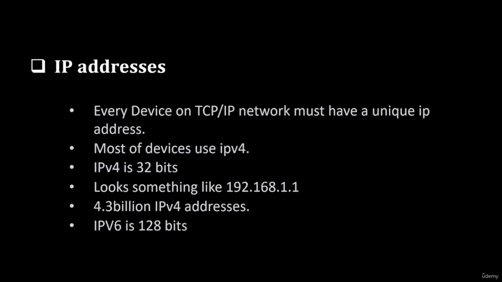So let's break down these 32 bits into simpler terms. It looks like 192.168.1.1. Here you can see each segment is separated by a dot and represents 8 bits. So guys, 1 byte is equal to 8 bits. So in total you have 32 bits making up your unique address.